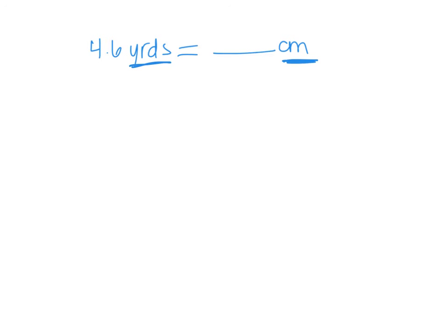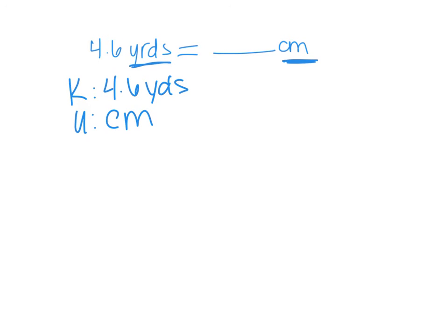Okay, so let's put our known and our unknown first, because that's always step 1. And remember, on this quiz on Tuesday, I will be checking to make sure you have your known and your unknown. So we know that we have 4.6 yards. Our unknown is how many centimeters.